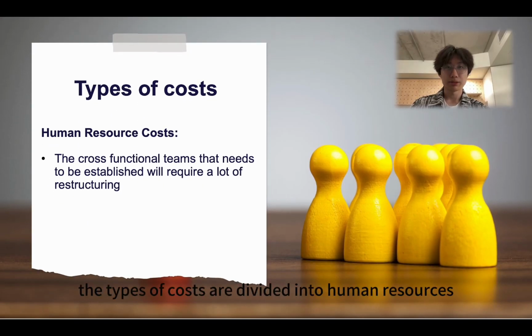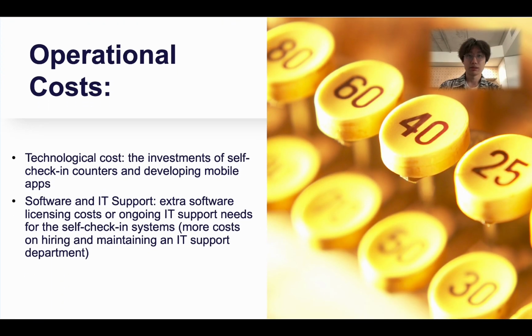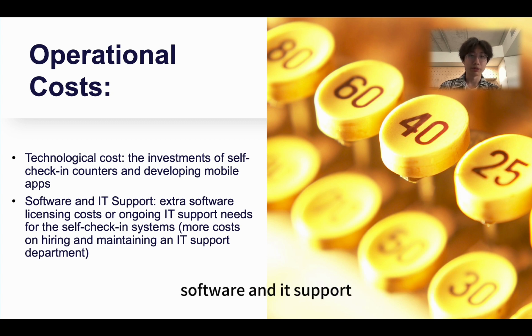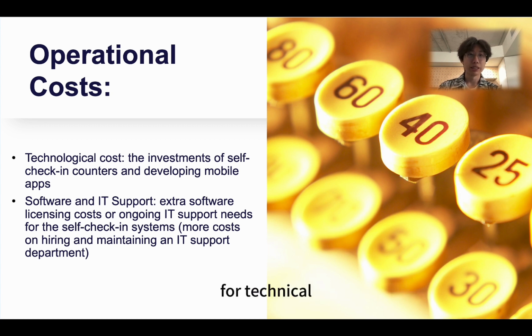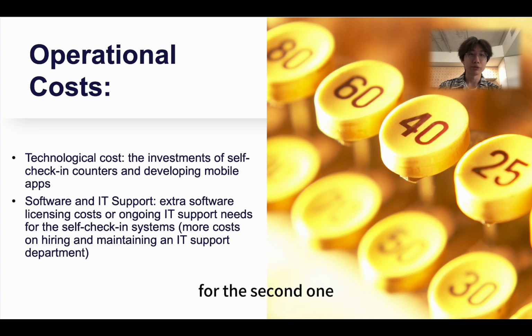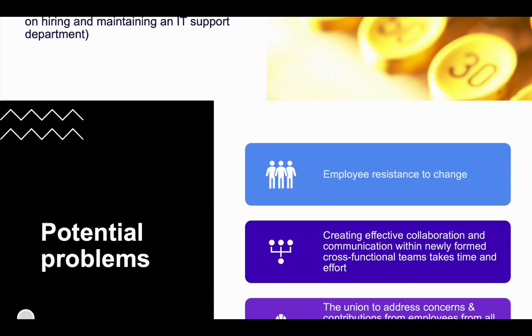In the next part, the types of costs are divided into human resources costs and operational costs. The human resources cost is that the cross-functional team that needs to be established will require a lot of restructuring. Operational costs are basically technological costs, software and IT support, which invest in self-check-in counters and developing mobile apps, the actual software license costs, and ongoing IT support needs for the self-check-in system. An example is more costs on hiring and maintaining an IT support department.